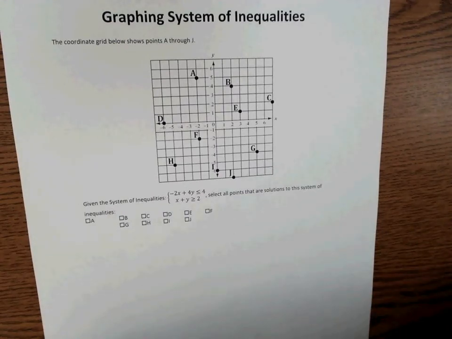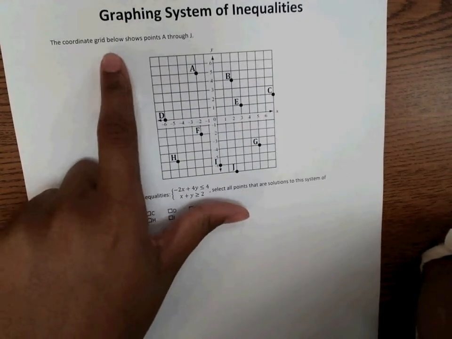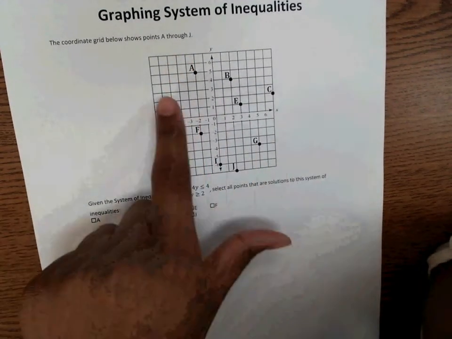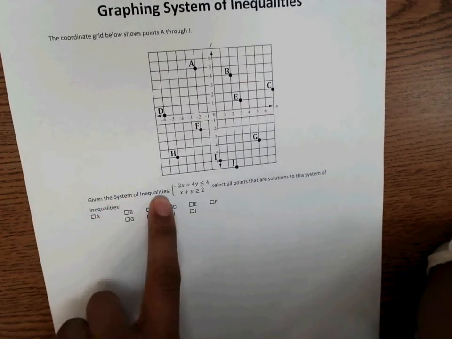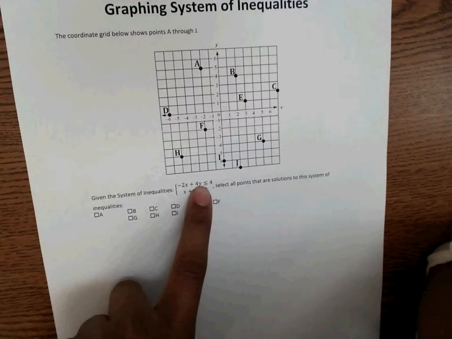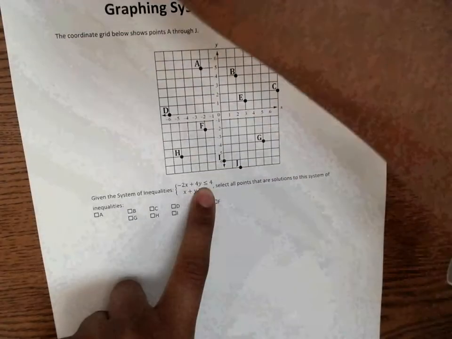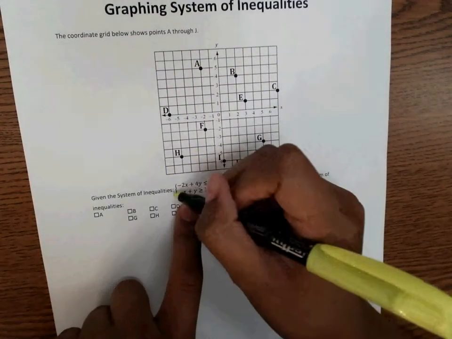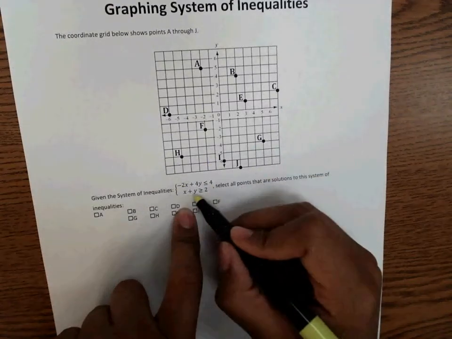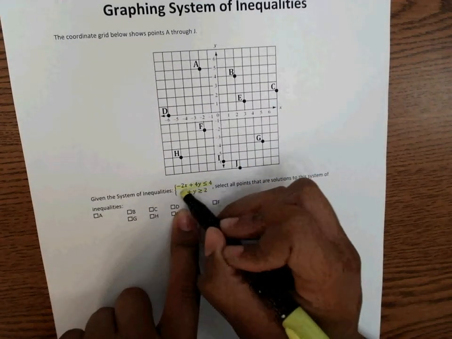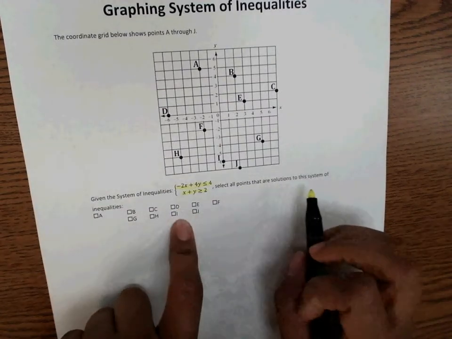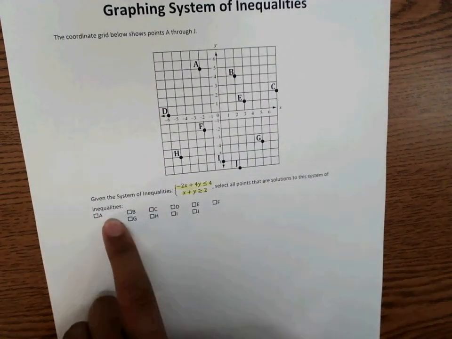I'm going to start reading, and as I read, I'm going to highlight the key parts. So it says, the coordinate grid below shows points A through J. As we can see, there's various points on this coordinate grid. Given the system of inequalities, negative 2x plus 4y is less than or equal to 4, I'm going to highlight that, as well as x plus y is greater than or equal to 2. Select all the points that are solutions to the system of inequalities.